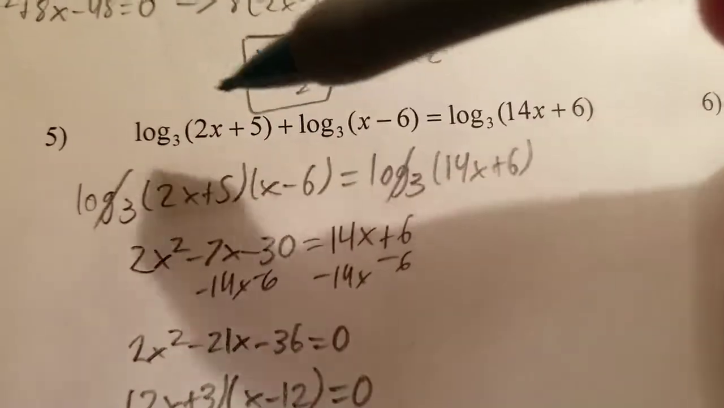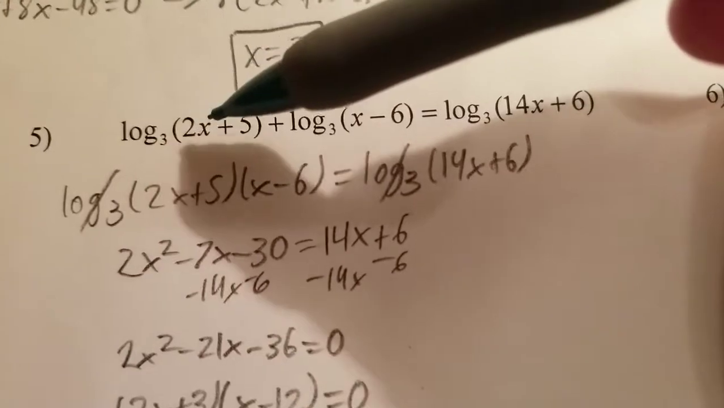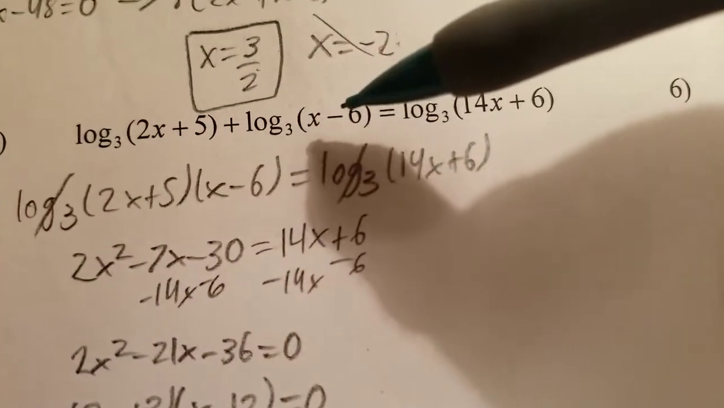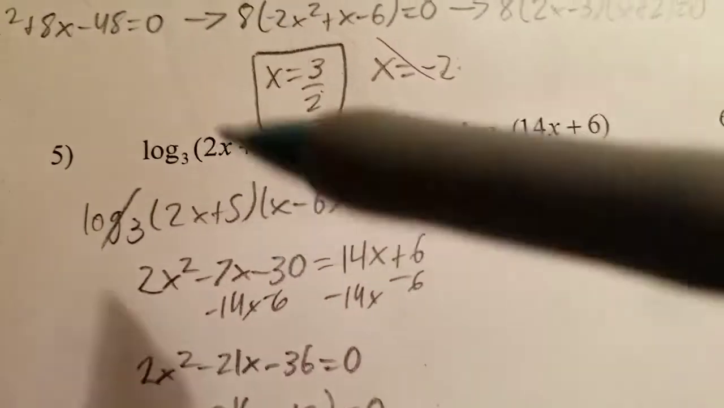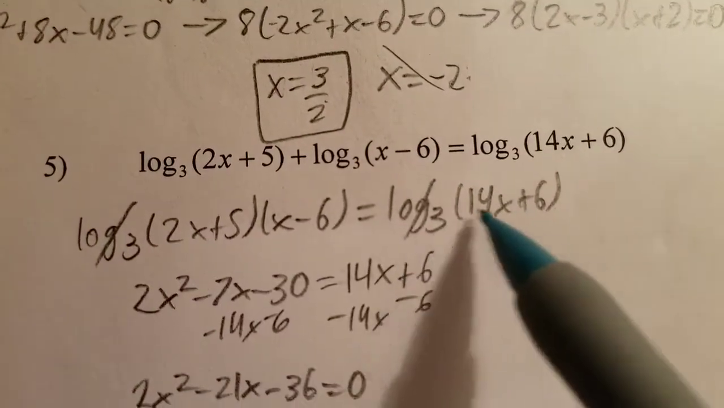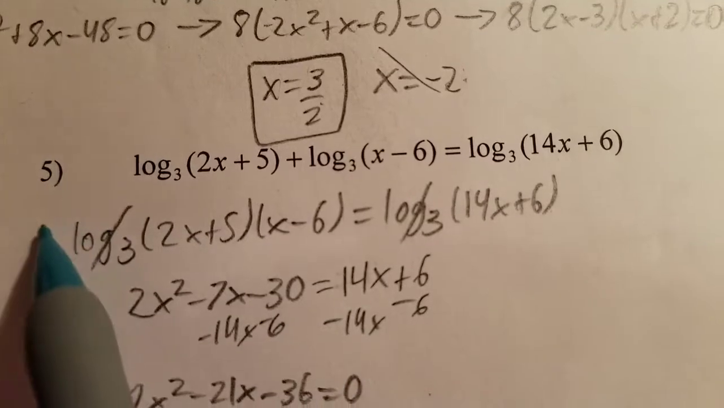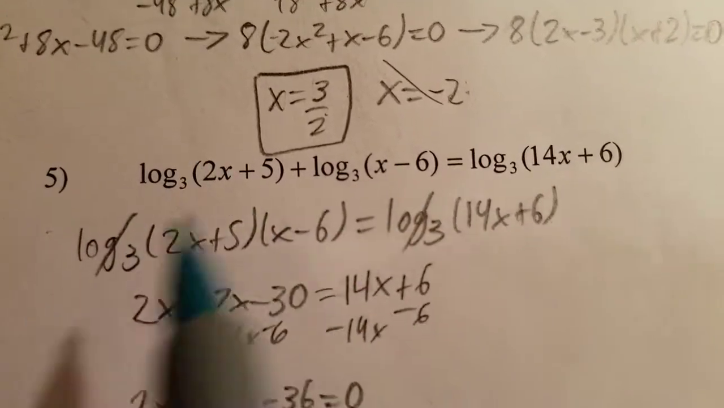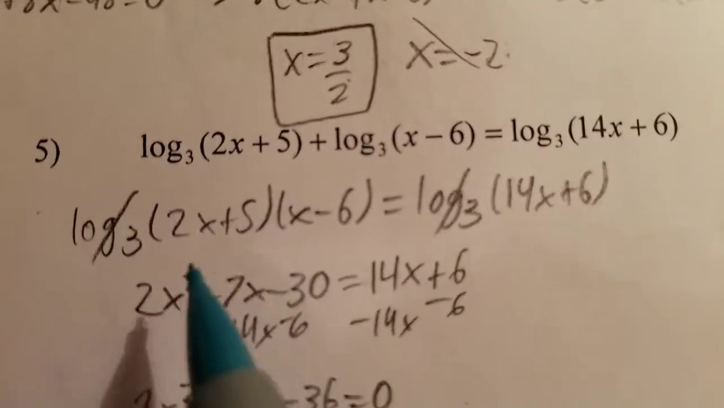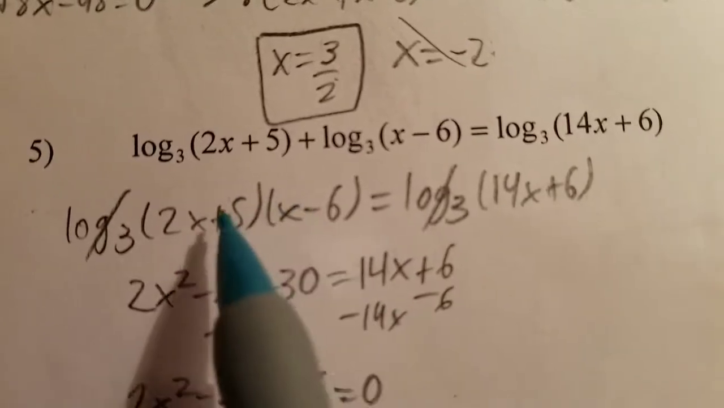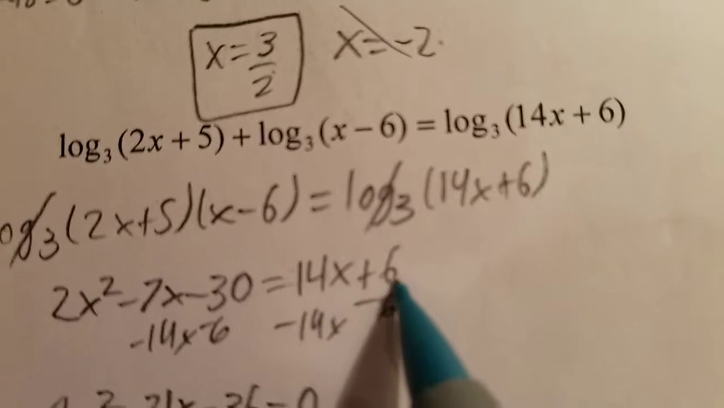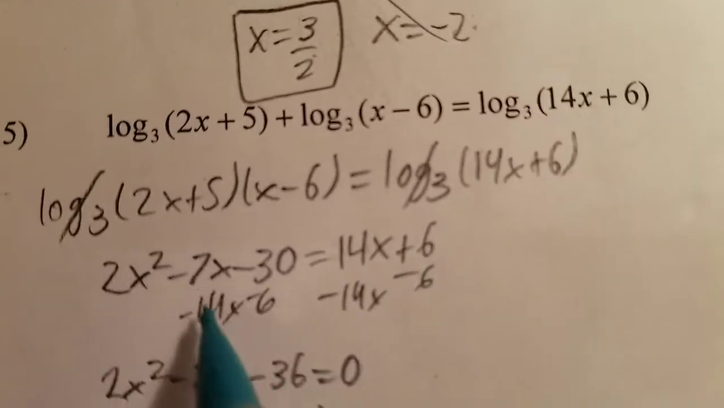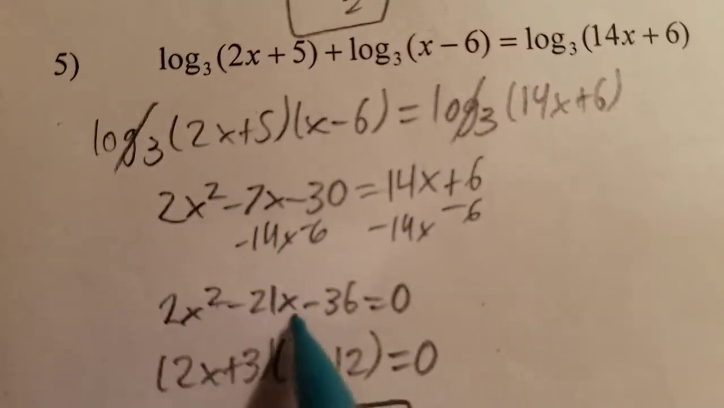This one, addition. Log base 3, 2x plus 5, log base 3, x minus 6 equals that. Multiply. You get this. Same logs on both sides, so you cancel. And FOIL these. So you get 2x squared minus 7x minus 30 equals 14x plus 6. Bring that over. You get this.